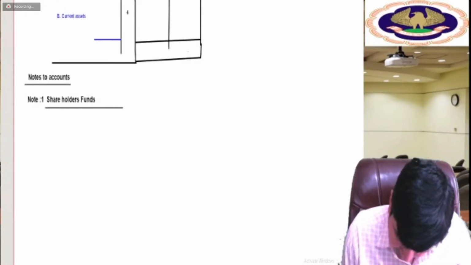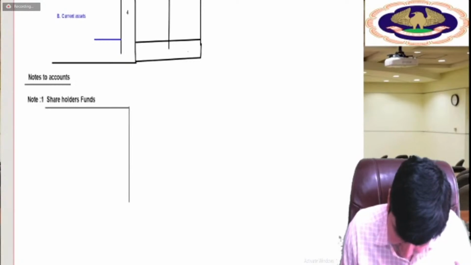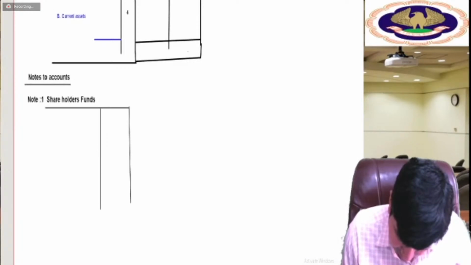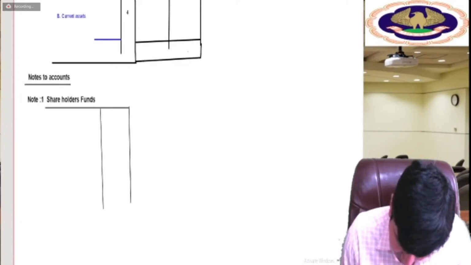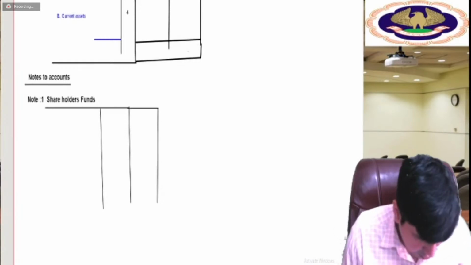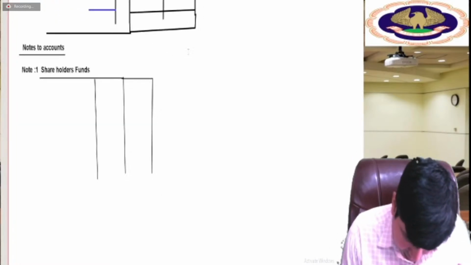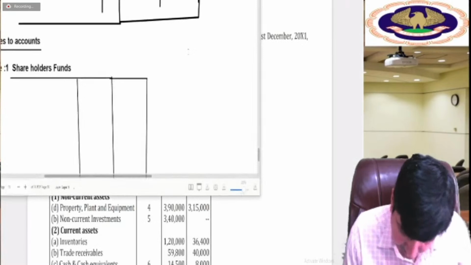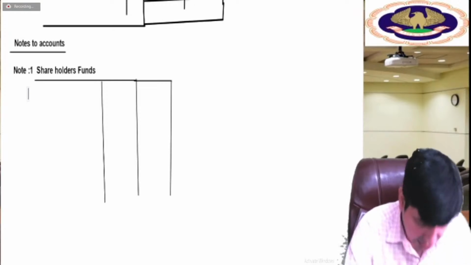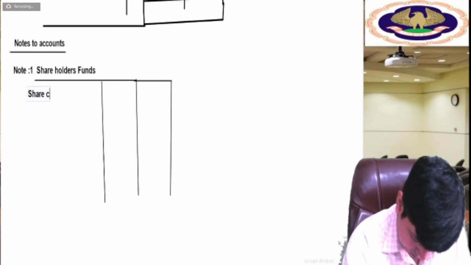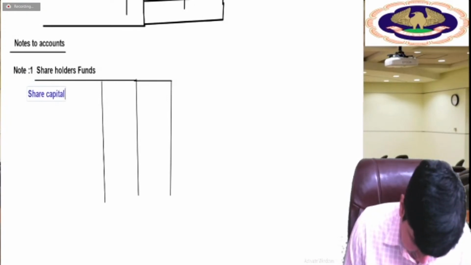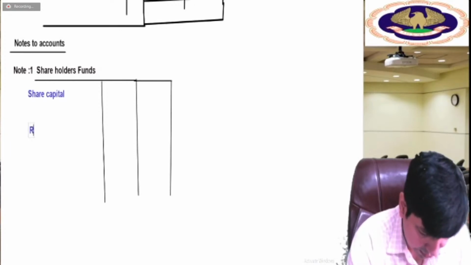And of course, even though the figure is not there for the last year, still we have to prepare in both of the columns, even if you are giving a dash there, to show that it is not applicable, not available. Here, what you will write is share capital, and of course there are also reserves and surplus.